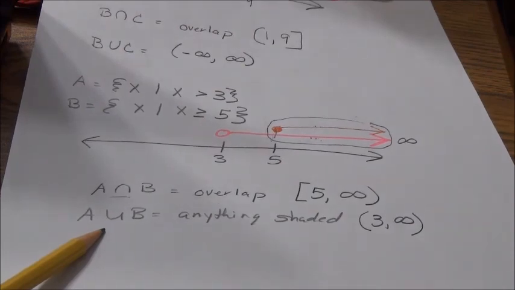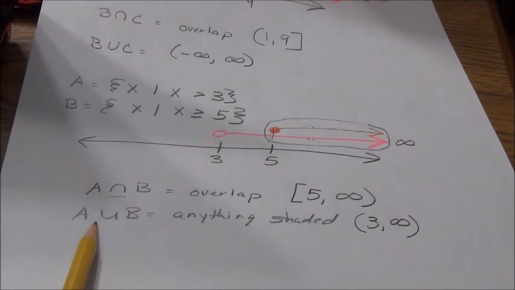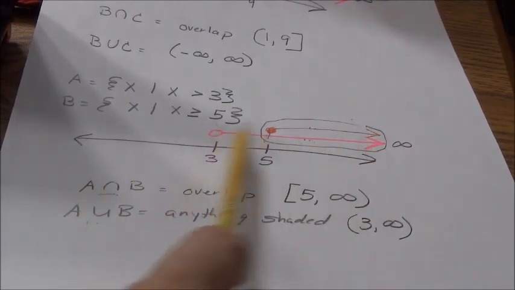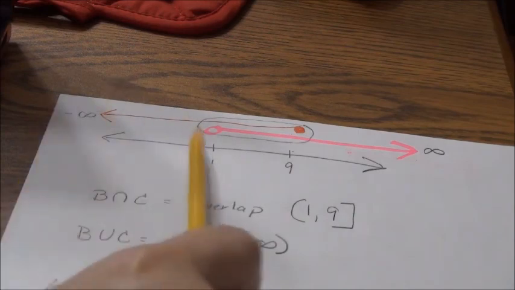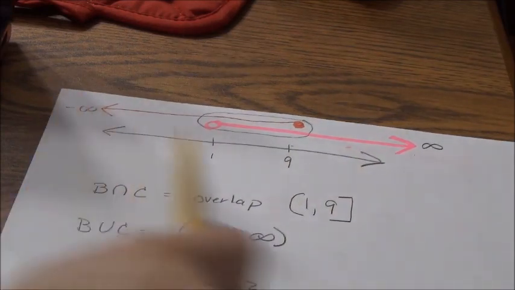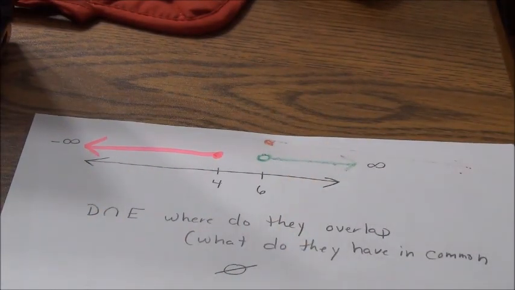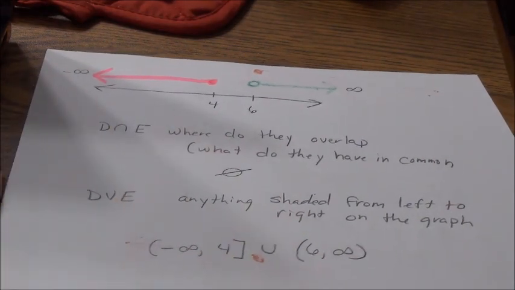The union is anything shaded. So the union will be the bigger section of your graph if they overlap and go in the same direction. If they overlap and they're going in 2 opposite directions, my union ends up being the whole thing. And if they don't overlap, my union I have to do in 2 separate sections. So I'm going to have 2 parts to my answer with the union in between. Hopefully that helps.